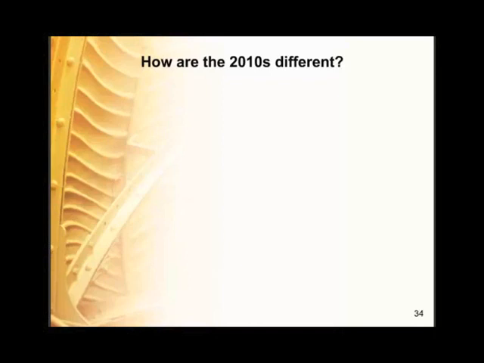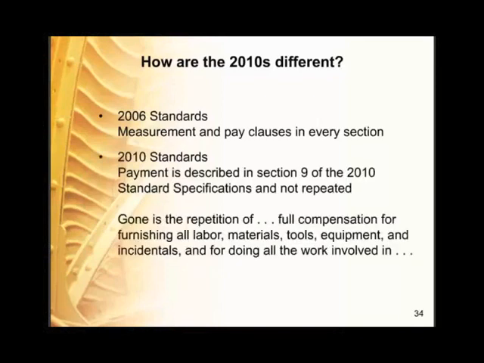More things on how the 2010s are different. In the 2006 standards, measurement and payment clauses were in every section. In the 2010 standards, payment is described in Section 9 of the 2010 standard specifications and is not repeated. Gone is the repetition of full compensation for furnishing all labor, materials, tools, equipment, and incidentals for doing all the work involved in the appropriate item. So the first two digits of your bid item code evoke the standard specification section. Be reminded that work is defined in Section 1 of the 2010 standard specifications.